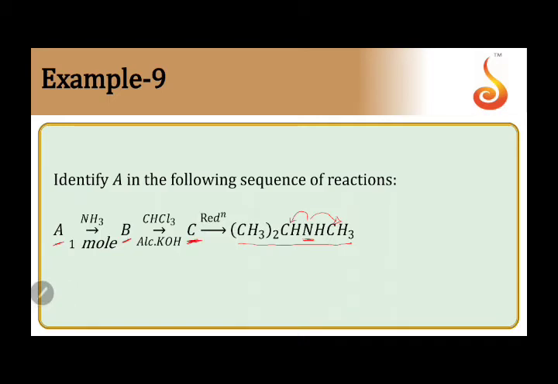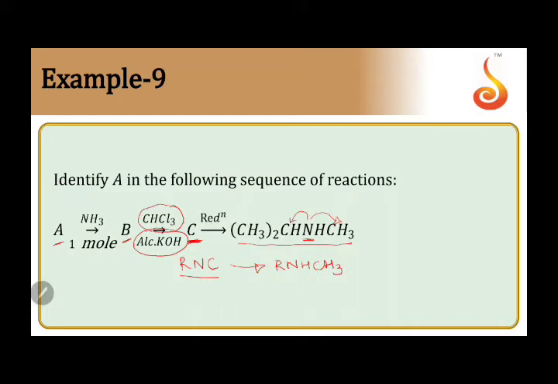Now we also see that this compound C is obtained on treating with chloroform and alcoholic KOH. The reaction with chloroform and KOH gives carbylamine, that is RNC. So we know that RNC, when we make it undergo reduction, meaning addition of hydrogens, that time we get RNHCH3.